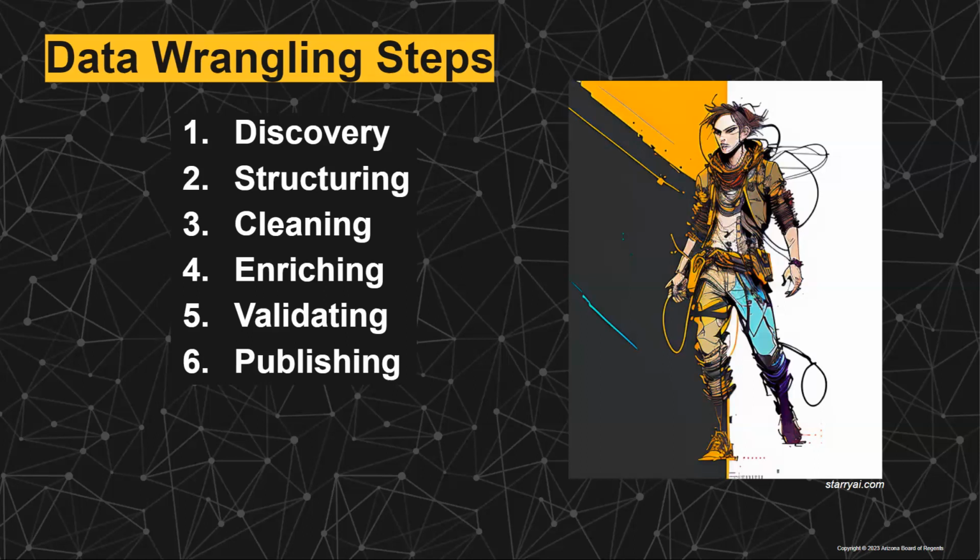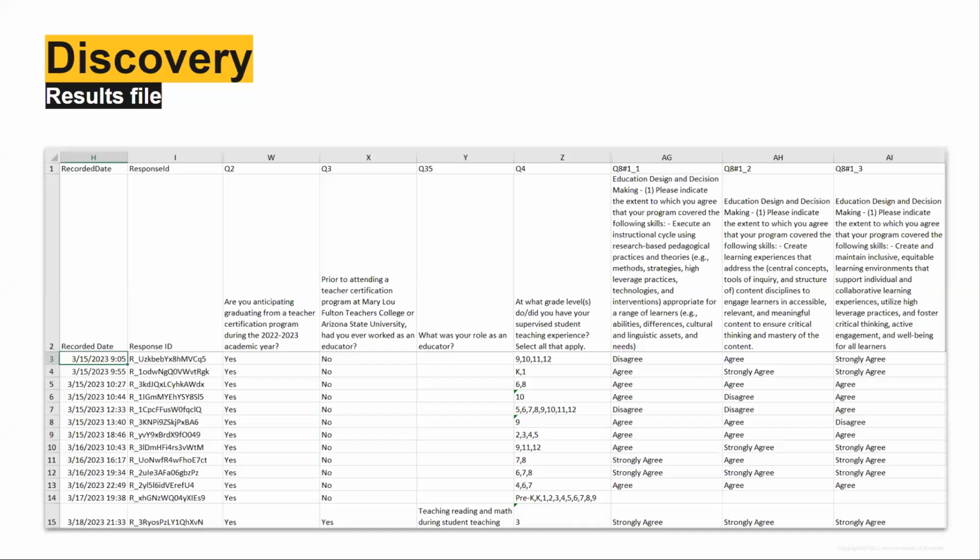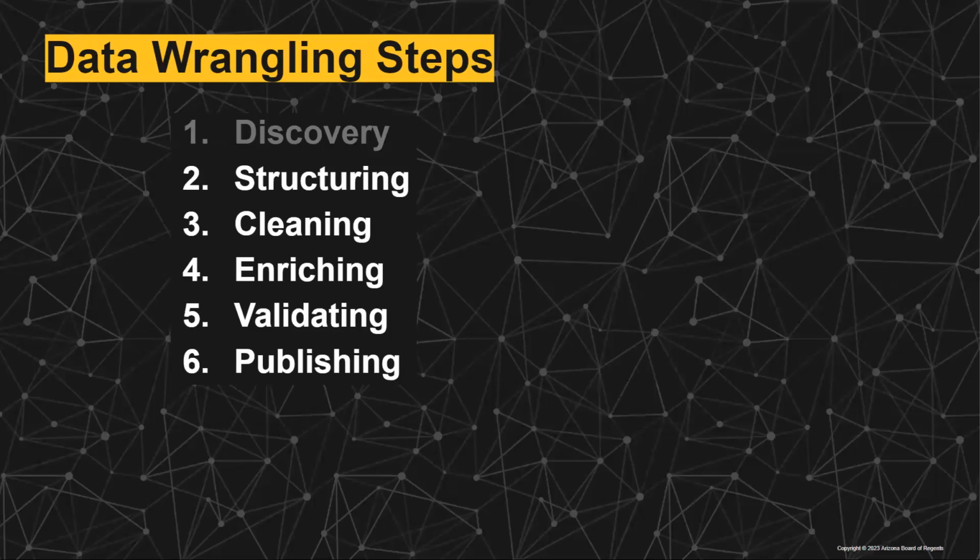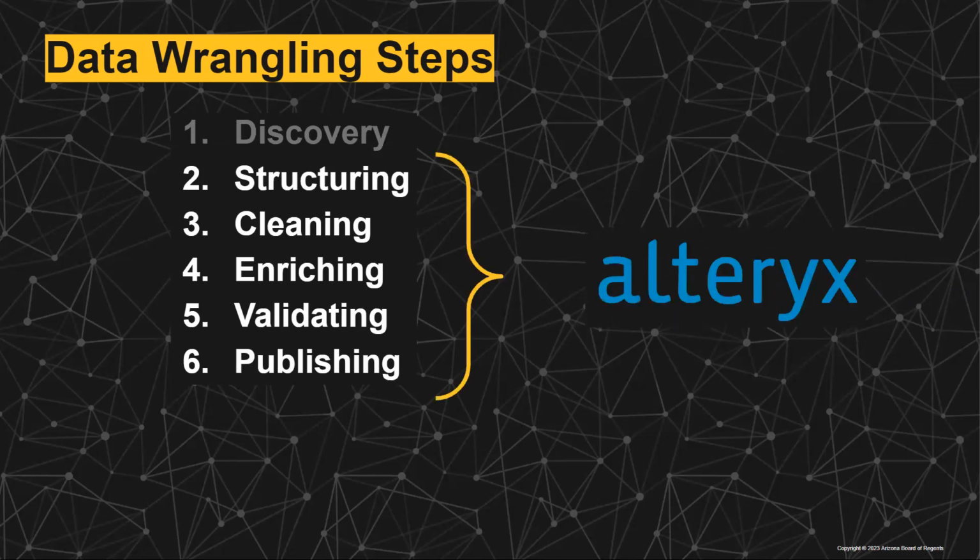So these are the typical data wrangling steps that you'll go through in any sort of project like this. The first one is discovery, which I pretty much already went through. It's understanding the data that you're starting with and what you need to do to make it useful. All right, for the next data wrangling steps, all of these steps, we used Alteryx.